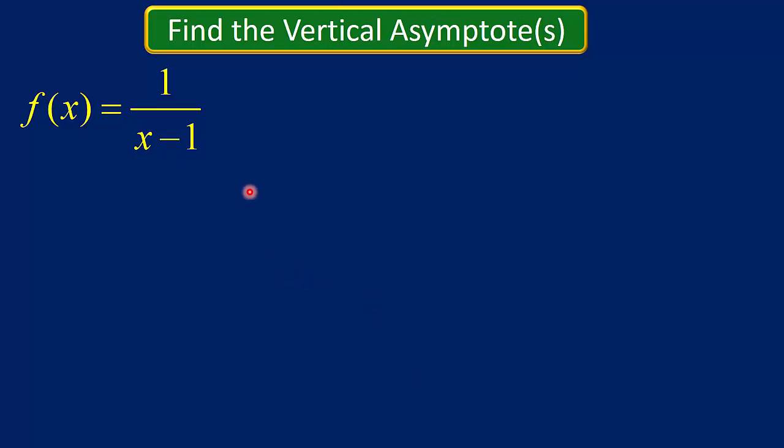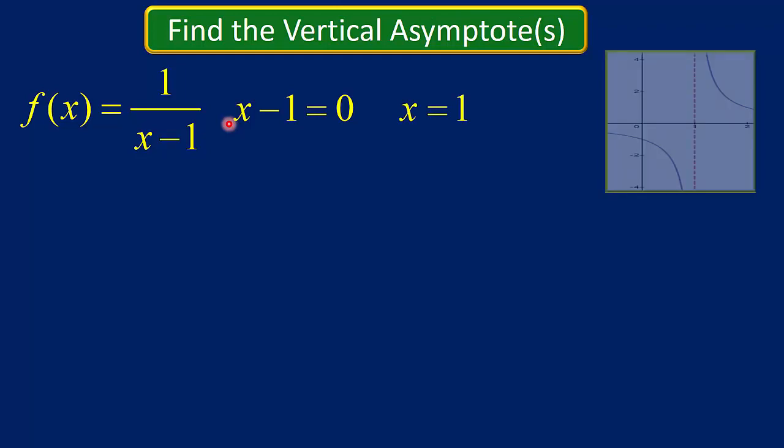Now let's look at this one here. Let's suppose that we've got 1 over x minus 1. The way we find the vertical asymptote is we set the denominator equal to 0. In other words, we want to find out what is the value for x that will make this denominator 0. So I take x minus 1 equals 0 and I find that x equals 1. That is the vertical asymptote. And you can see what the graph looks like. Here's the vertical asymptote right here.